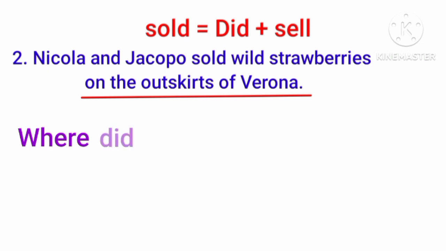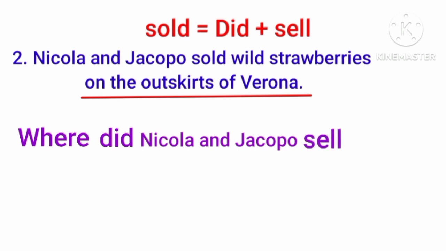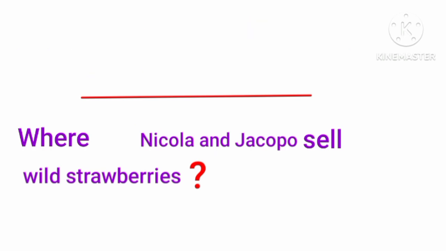So now write did. After this you have to write the subject Nicola and Jacopo. After this you have to write the main verb in its original form. That is, you have to write here sell. Now you have to write the other portion, leaving the portion which is underlined. Wild strawberries, and finally you have to put a question mark. Don't forget it.